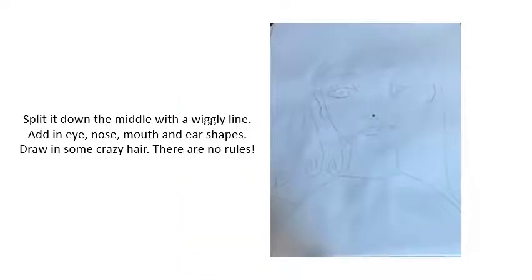I split my face down the middle with a wiggly line, which I used to make a nose shape, and then added in eyes, nose and mouth, ears and some hair. You notice one of my eyes faces forwards and the other one's facing sideways, so I can show those different angles like the cubist would have done.